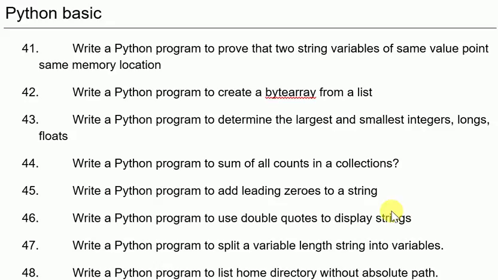Write a Python program to check whether two string variables with the same value point to the same memory location. So we are going to pass two variables with the same value. We need to check whether the location and memory are the same. We'll go for the program.